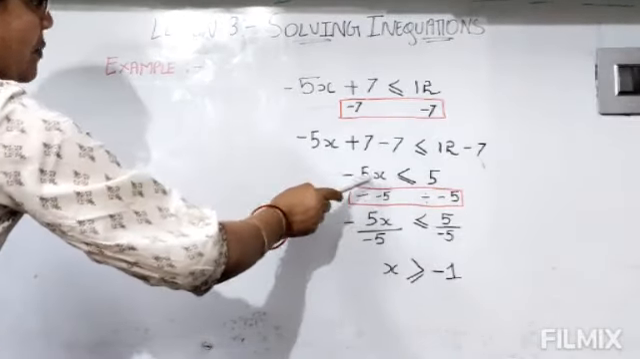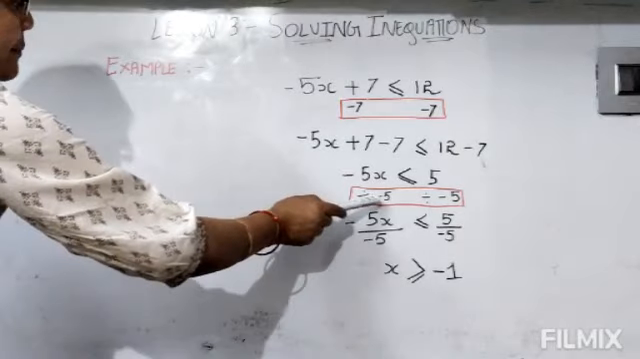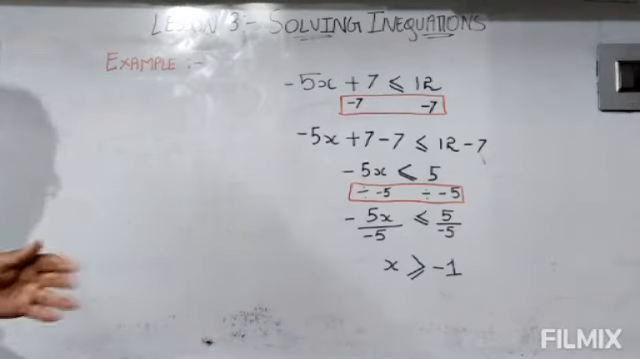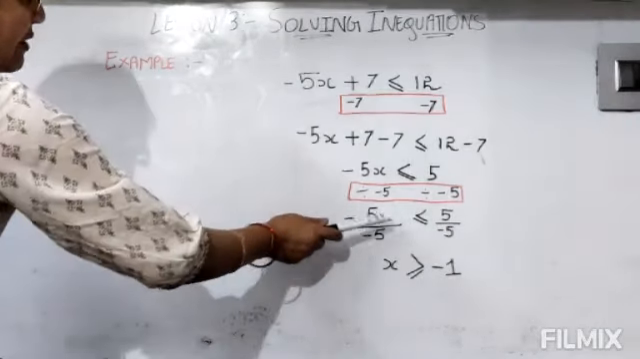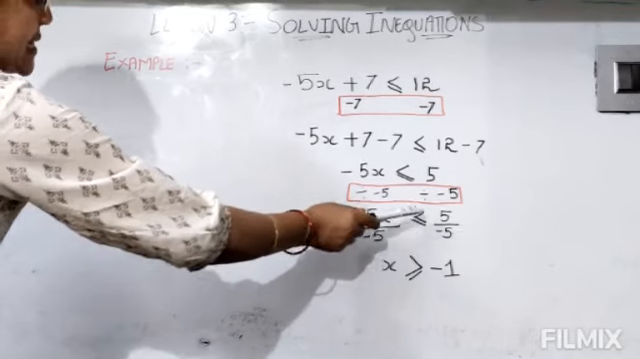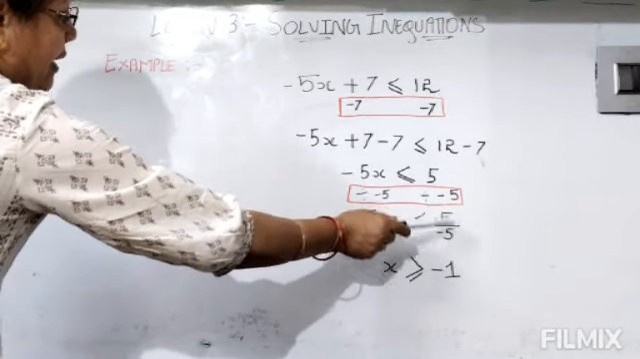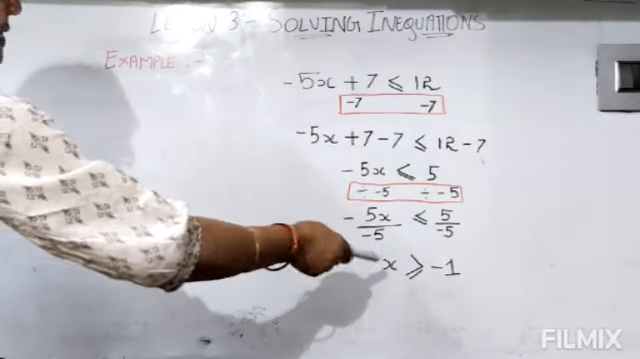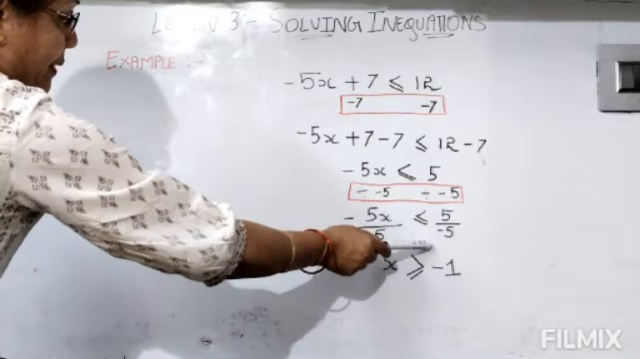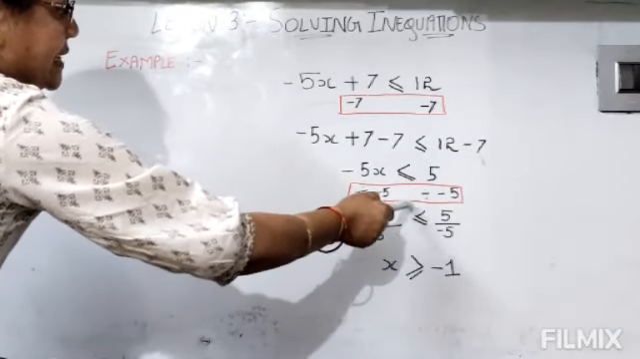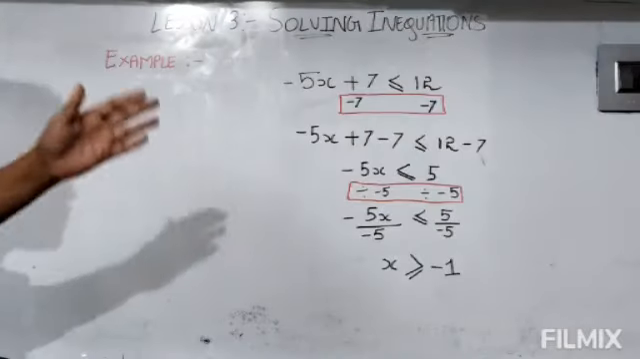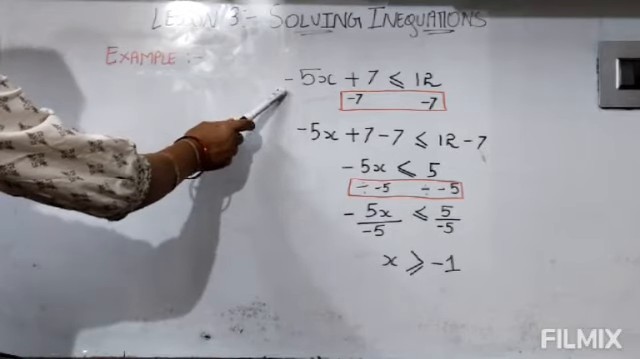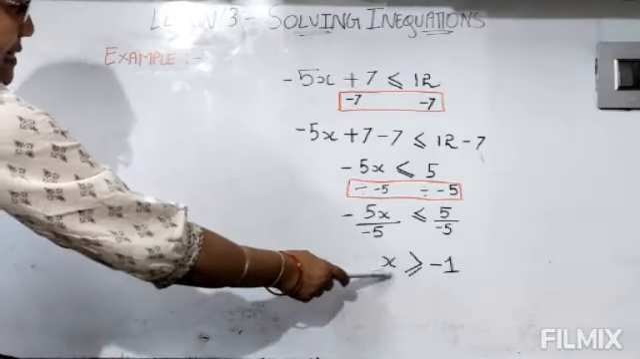Because 5 is common among these two, divide by minus 5 on both the sides. So, minus 5x by minus 5 is lesser than or equal to 5 by minus 5. Minus 5 ones are 5 ones are, and the minus sign gets cancelled. So, here what happens? The sign changes. According to the property of inequation, if there is a negative number for the variable, the sign changes.